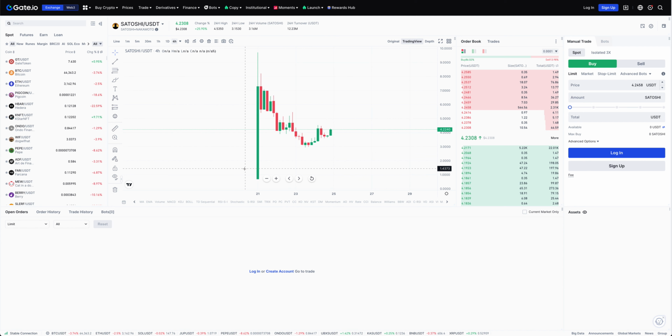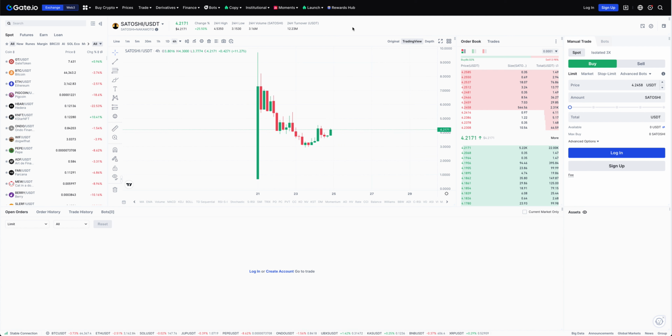As you can see, this is not our usual TradingView platform. What I have in front of me is Gate.io, and I have Satoshi Nakamoto, right? This is, I believe, like the sixth rune that was etched. So correct me if I'm wrong, right?